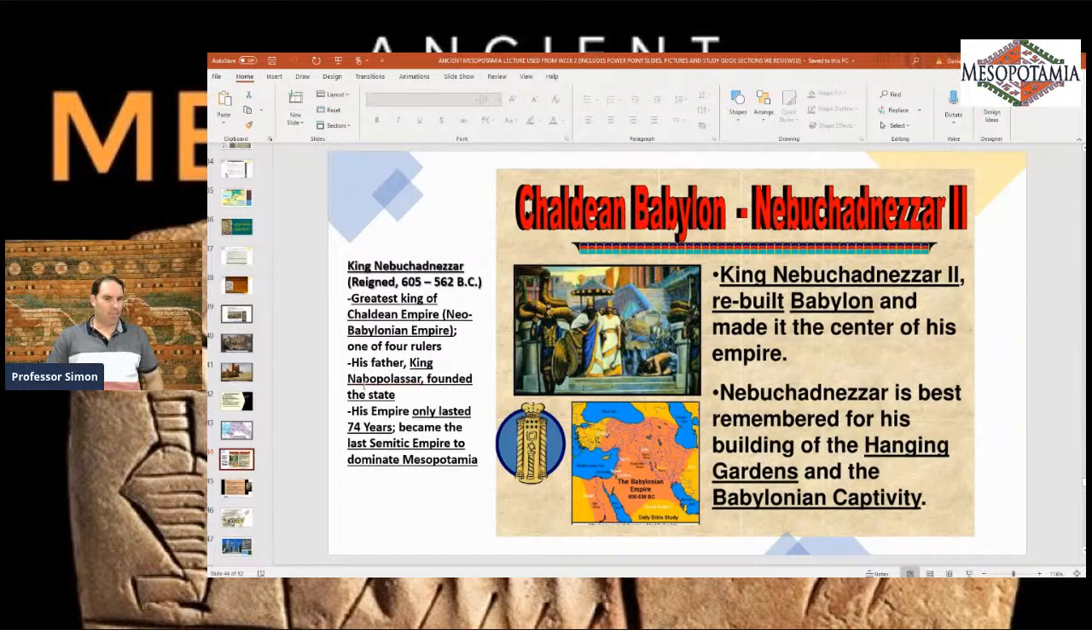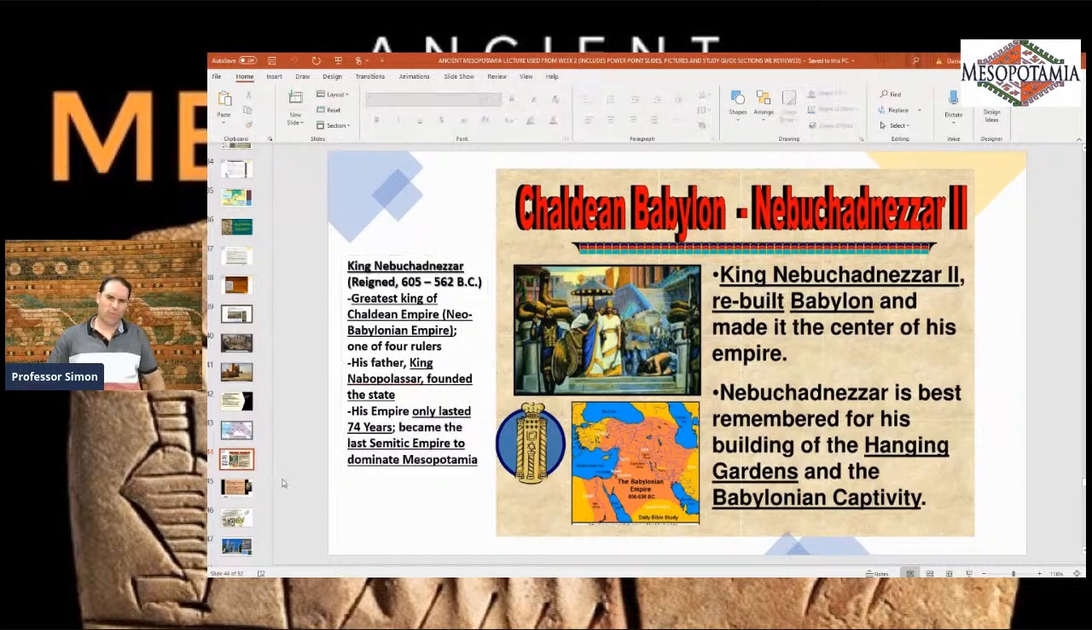You can see here, King Nabopolassar. He founded the actual state after the revolt that happened within the Assyrian Empire. I think his father's the one that revolted and overthrew the Assyrians. And after he died, Nebuchadnezzar took over at the end of the 7th century. And then, of course, the state itself would go on to last about 74 years. Note on the bottom here, it is considered one of the last Semitic empires to dominate Mesopotamia. There's not much of that after that. So everybody else that comes in later is more like Indo-Aryan or Europeans.